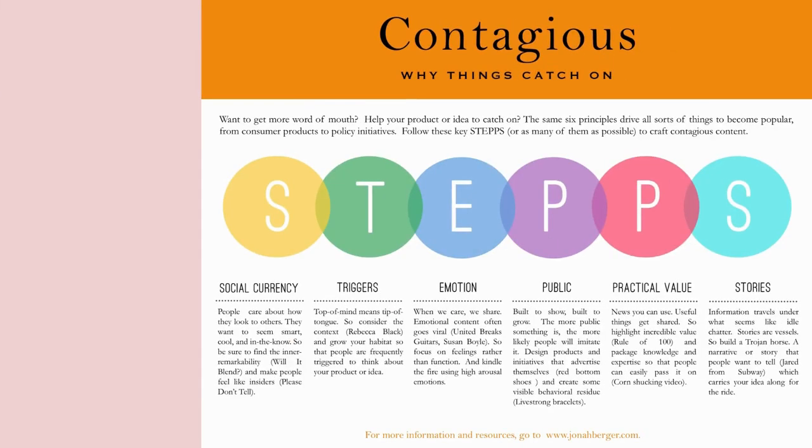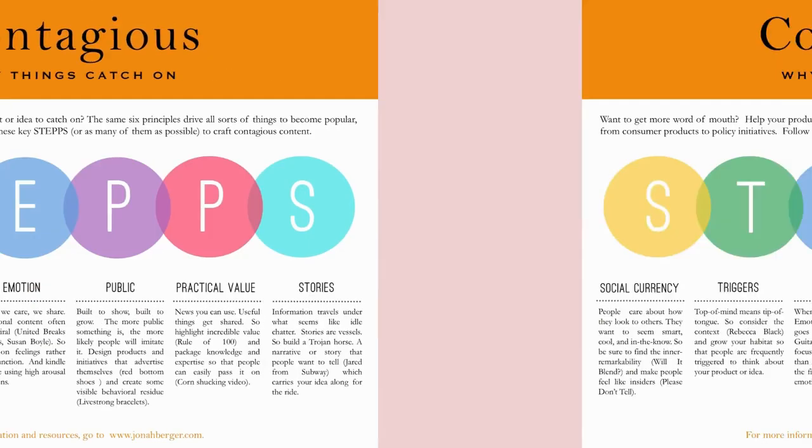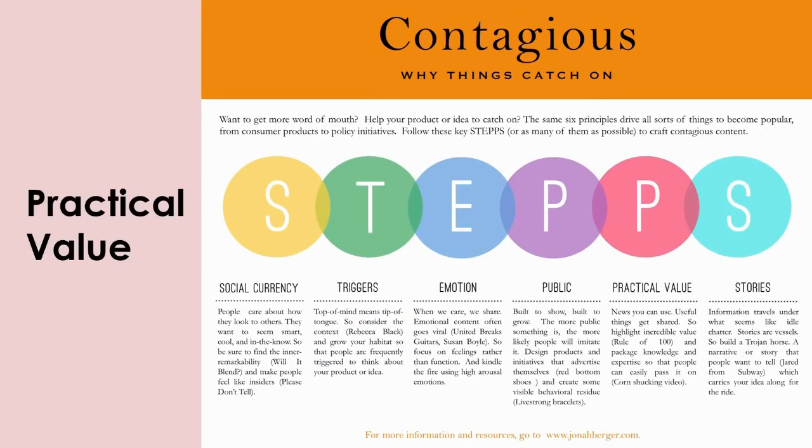Emotion. People share things that are emotionally arousing. Content that makes us angry or uplifted is likely to energize us to take action and to share it. Public. When something is public, it is far more likely to spread than something that is private. For example, an Apple laptop with a visible logo is more likely to spread than a laptop with no logo on it.